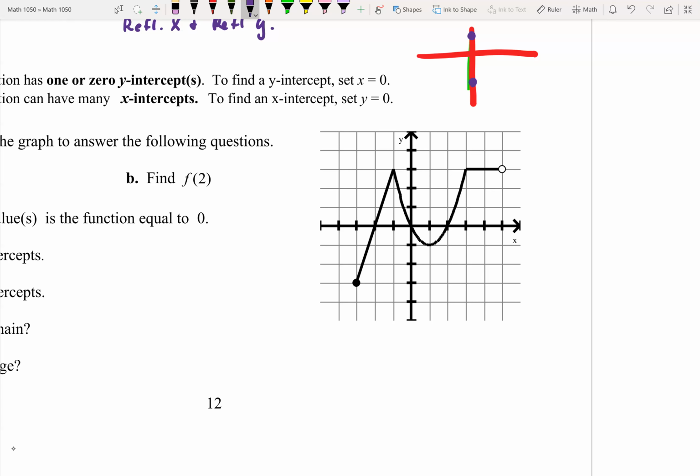I'm not going to tell you. It doesn't pass the vertical line test. Good. The x's repeat. Therefore, it's not a what? Come on, everybody. It's not a function anymore. Good. So you can't have 2.